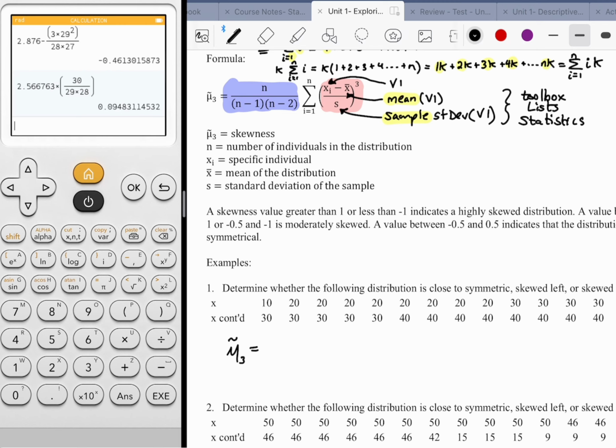I got negative 3.78. I don't know why. I actually got the same thing. Negative 3.78. Yeah.